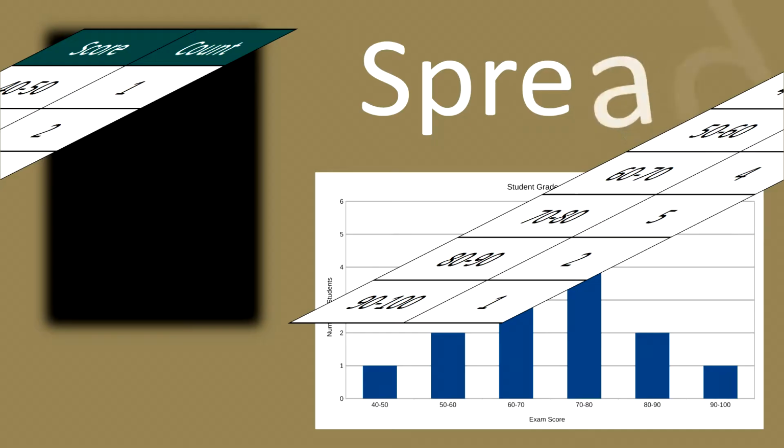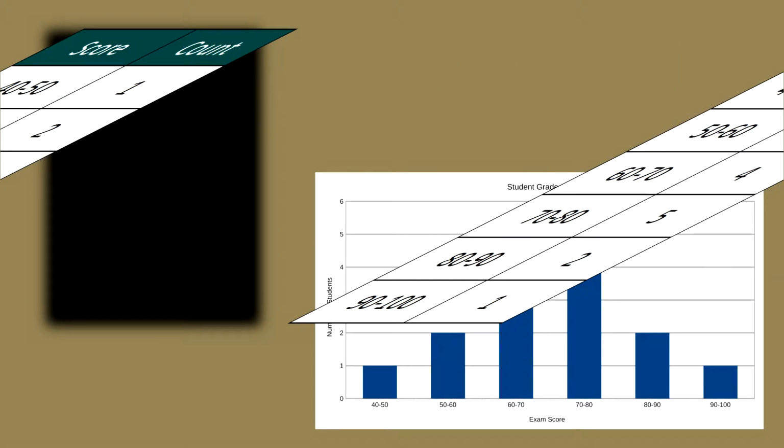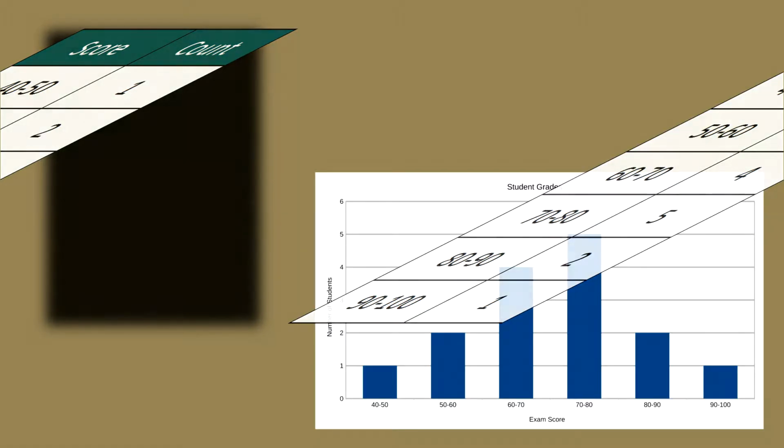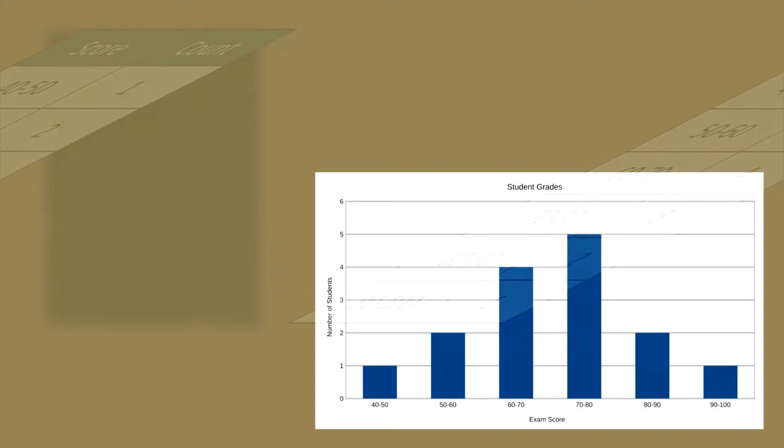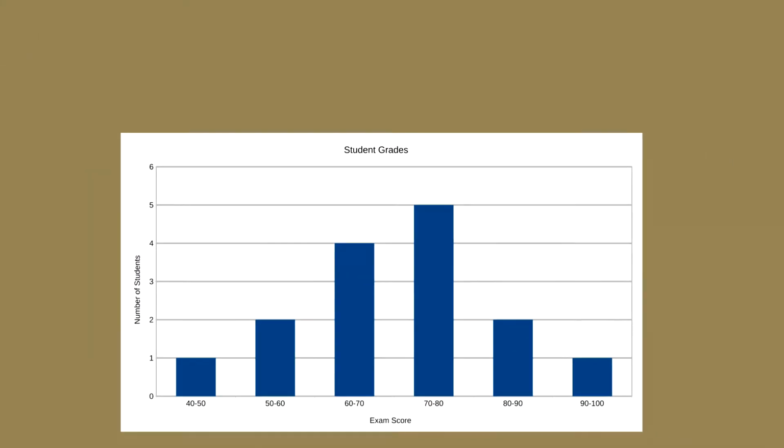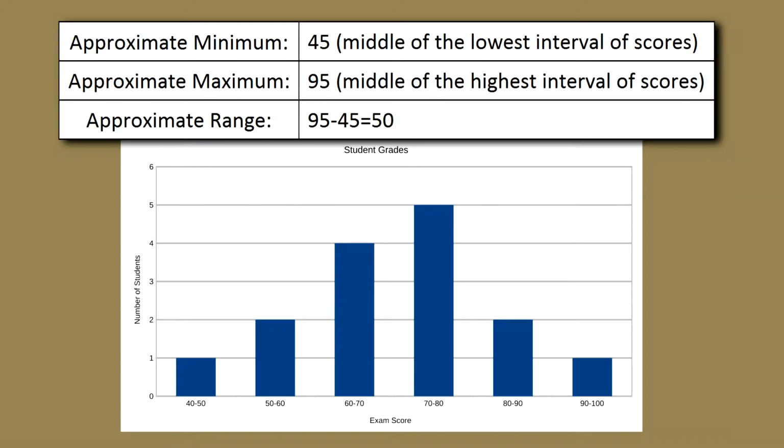So what about spread? The spread of the distribution, also called variability, can be described by the approximate range covered by the data. From looking at the histogram, we can approximate the smallest observation, or minimum, and the largest observation, or maximum, and thus approximate the range.